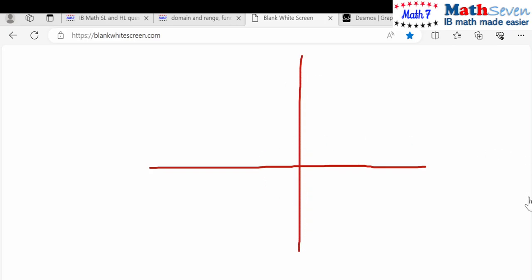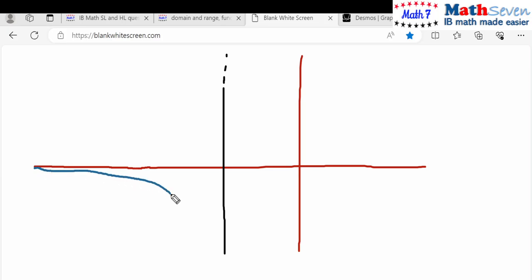This is the vertical asymptote, here in black, and this is the graph. Let me extend this a little bit so that you can see it clearly. So it goes like this, gets so close to the x-axis, and this one goes down like this. Now check your graph on Desmos.